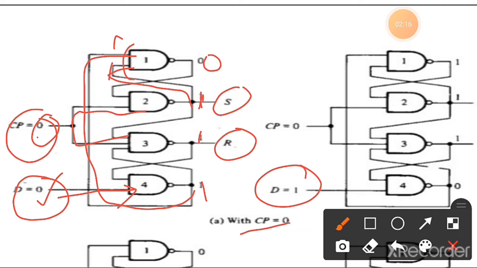So here Cp is equal to 0 and D is equal to 0. It changes the output of gate 4 to 1, and that 1 makes the output of gate 1 equal to 0. And when Cp is equal to 0, it causes gates 2 and 3 to go to 1, thus making S and R equal to 1. That condition is known as the steady state output. If S and R are 1, then it is known as the steady state output.